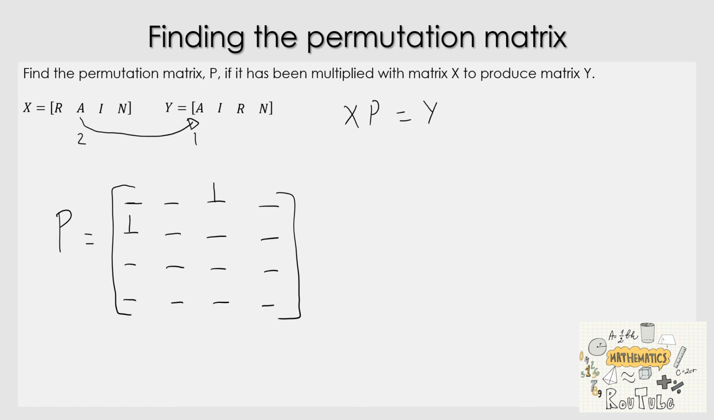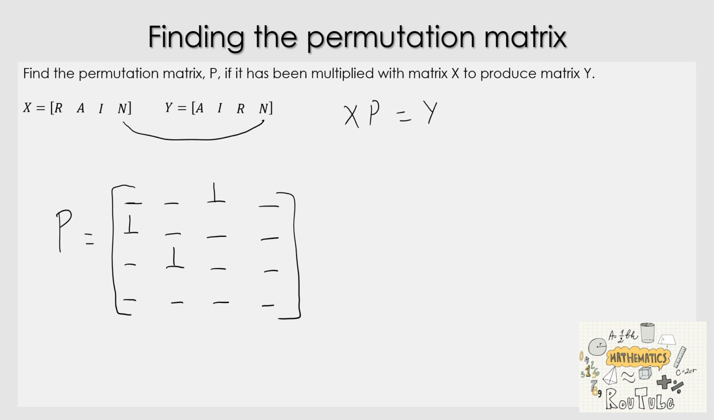And then we keep going and we find for I and for N. So now we go to the I and we say, okay, well, the I was there and then it went there. So it was in position 3, which is in the third column, and then it went into the second column in the answer. So therefore, we need to have a 1 in row 3, column 2, which is that position there. And then finally, well, where did N move to and from?